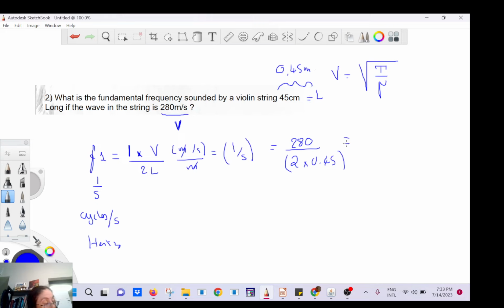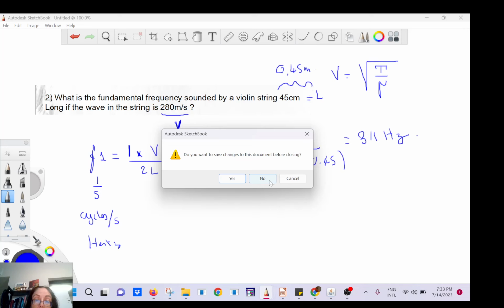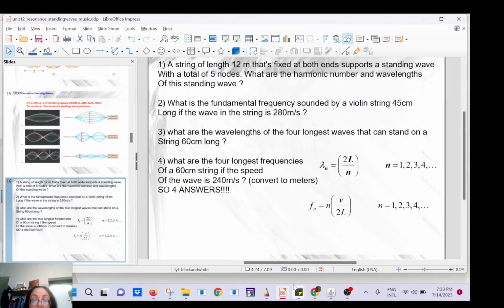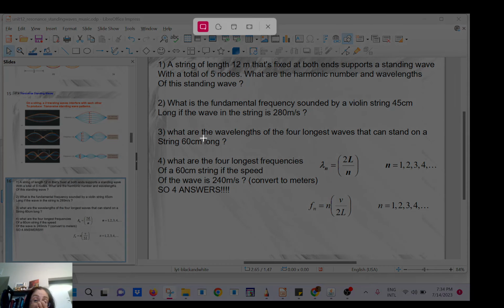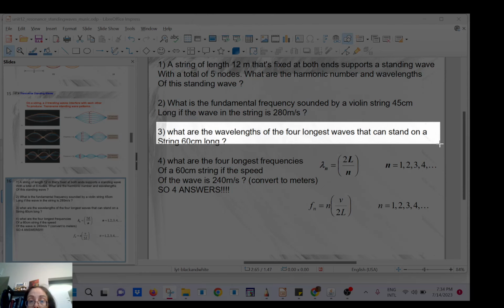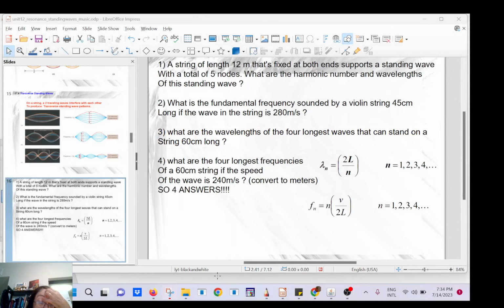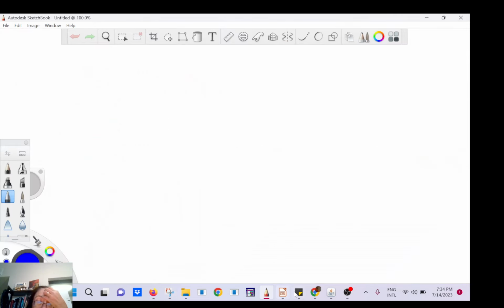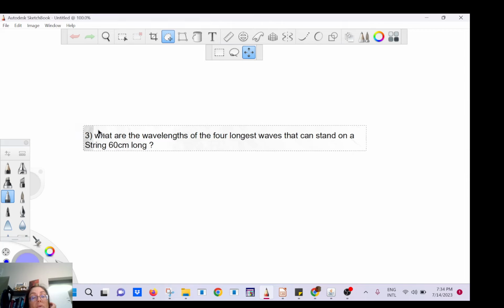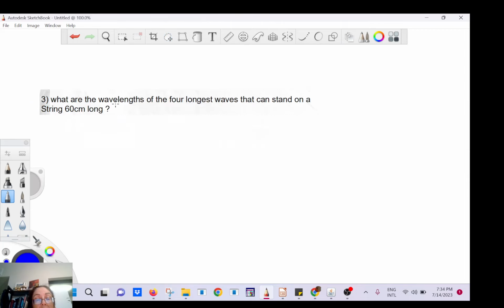Okay, I think you got 311 hertz. So that will be the fundamental. Okay, so these are very basics. So this one you are just applying the equation, but once you understand, even the equations are not hard to remember.